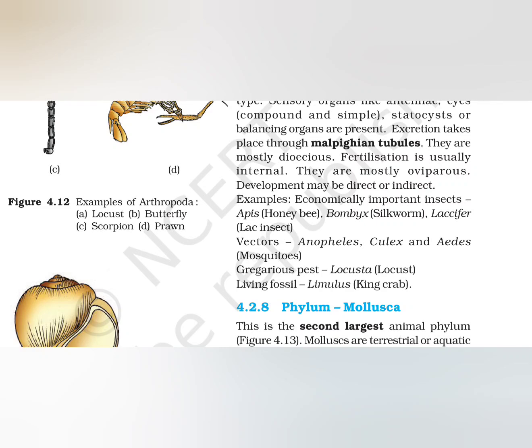Examples: economically important insects: Apis, honeybee; Bombyx, silkworm; Laccifer, lac insect. Vectors: Anopheles, Culex, Aedes, mosquitoes; gregarious pest, Locusta, locust; living fossil, Limulus, king crab.